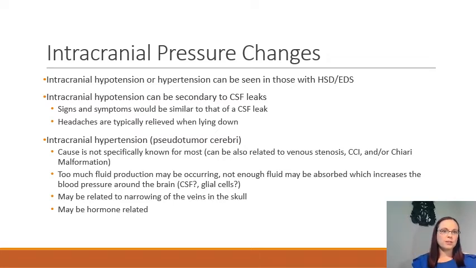Intracranial hypertension, so an increase in pressure around the brain. The cause isn't specifically known for most, so it can actually be a number of different things. It can be related to venous stenosis, upper cervical instability, causing a compression and decreased flow. It can be caused from a Chiari malformation, again, with the pressure changes from the brainstem being pulled down. Too much fluid production might be happening, whether it's inflammatory changes around the brain, whether it's CSF, but not enough fluid might be absorbed. So if we're creating too much but not absorbing enough, it's going to increase that pressure around the brain.